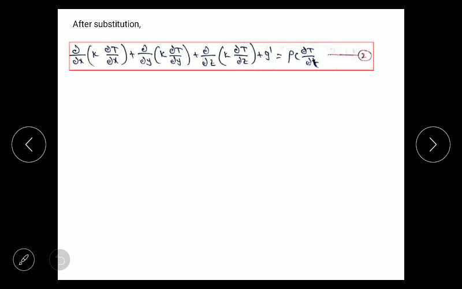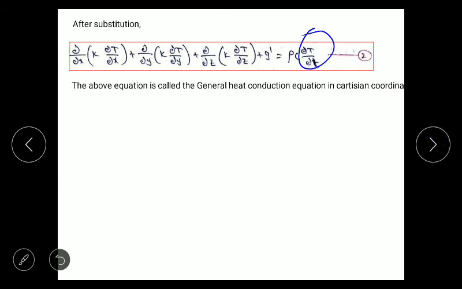Dou by dou x of k into dou T by dou x in x terms, dou by dou y of k into dou T by dou y in y terms, dou by dou z of k into dou T by dou z in z terms, plus g dash. Already volumes get cancelled, is equal to rho into c into dou T by dou t. Here also the limit is applied for delta t tends to 0, then it will be dou T by dou t. Here also volume gets cancelled. Right? This is the general heat conduction equation in Cartesian coordinates or rectangular coordinates.